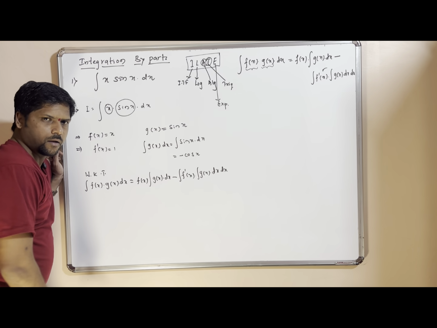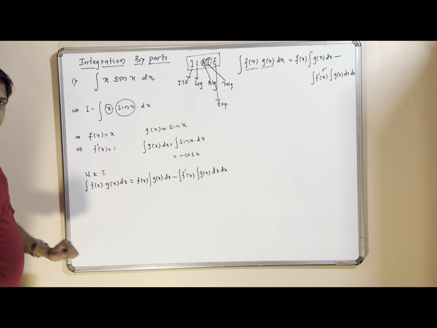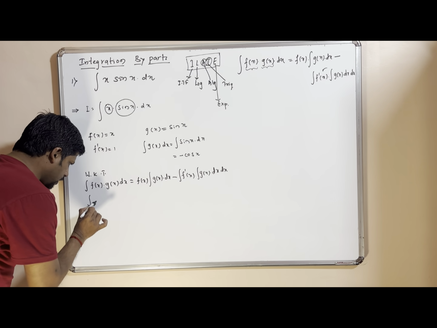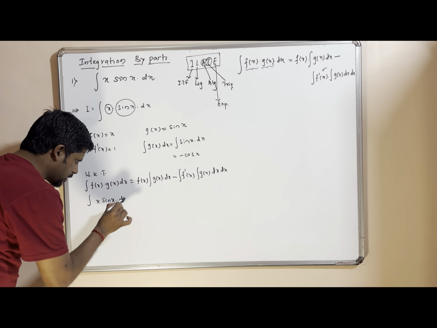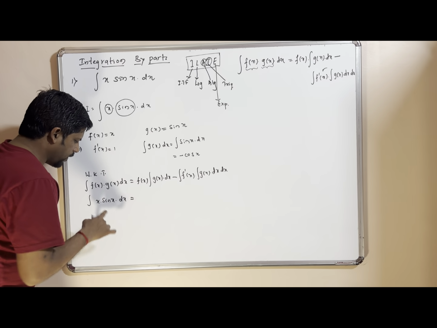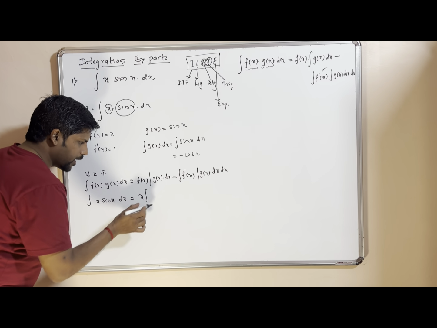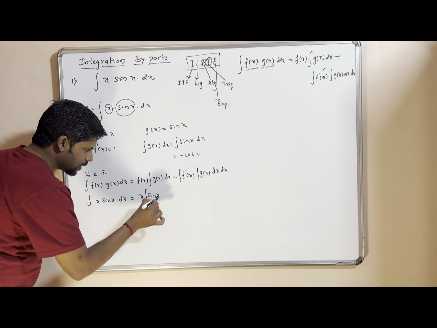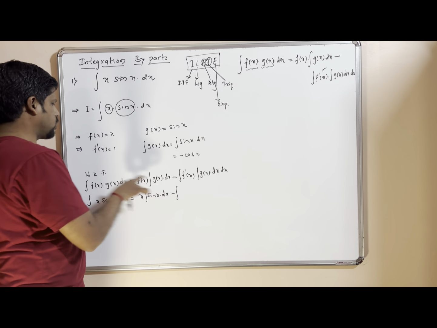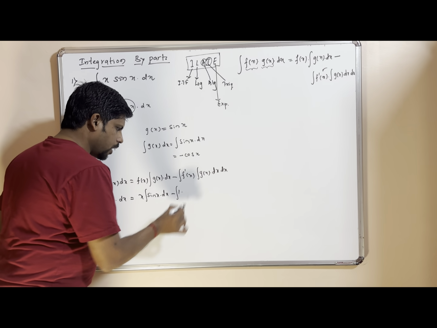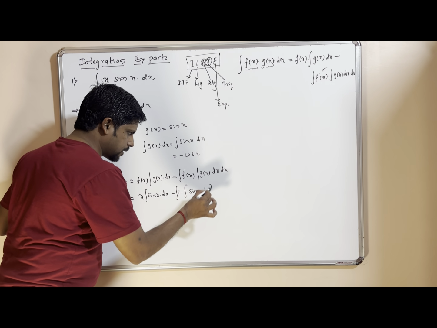I will give you one hint, right? Now substitute this here. What is f of x here? x. What is g of x? Sin x into dx is equal to f of x, which is x, into integration of g of x into dx, which is integration of sin x into dx, minus integration of, what is f dash of x? 1, into integration of sin x into dx.